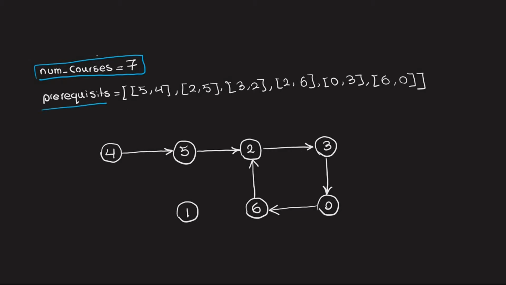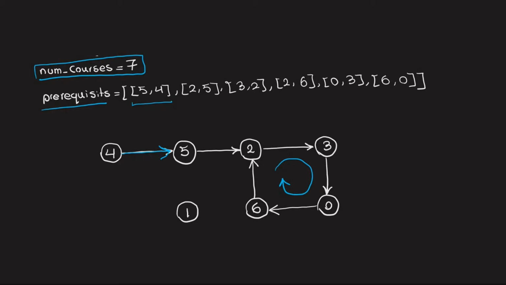For example, for the first element, 5-4 means that course 4 is the prerequisite of course 5. And we can draw the other connections and we will end up having this graph here. And if we look at this graph, we can see there is a cycle in this graph. And because we have a cycle here, it is not possible to take the courses.